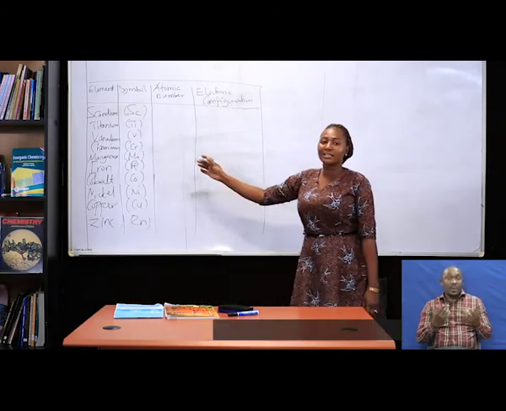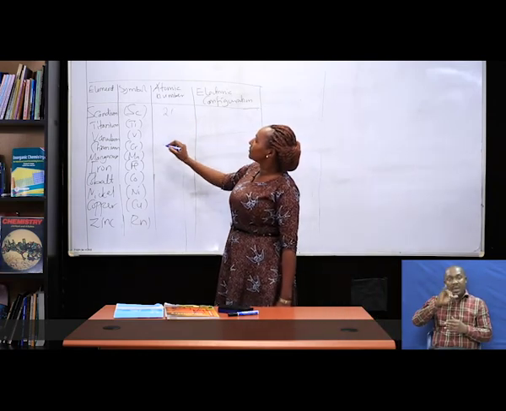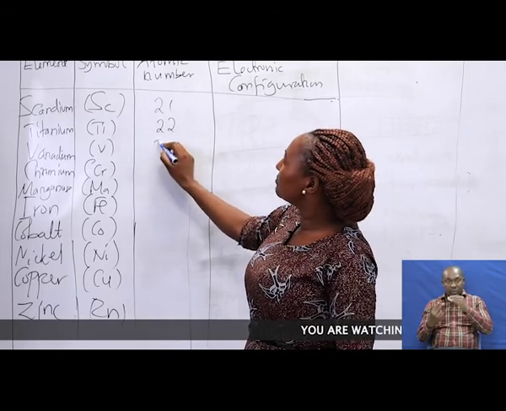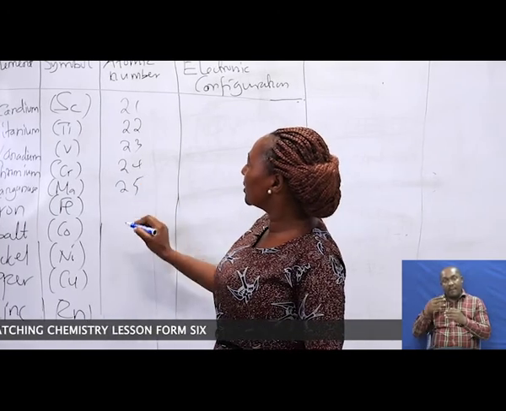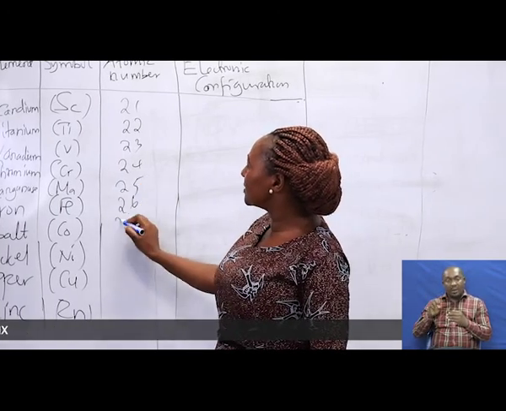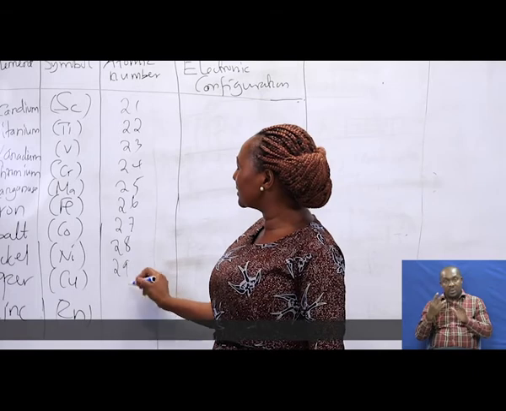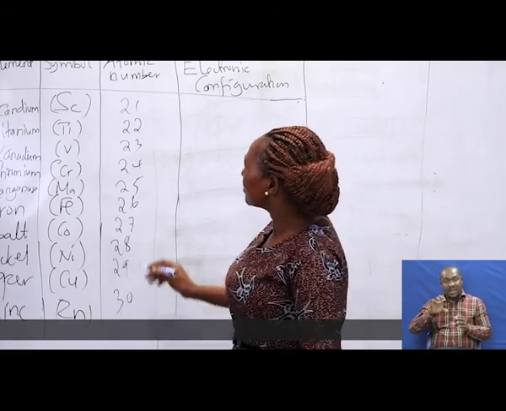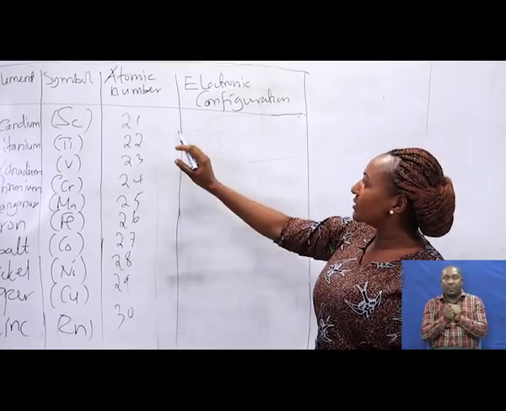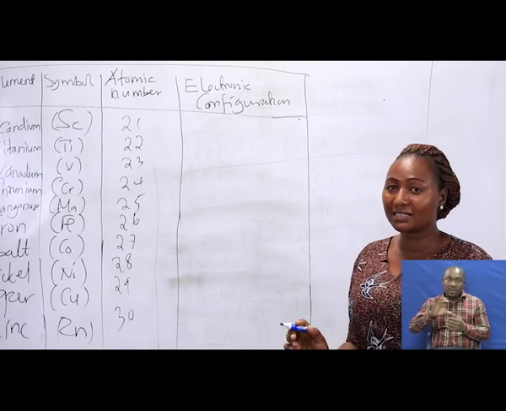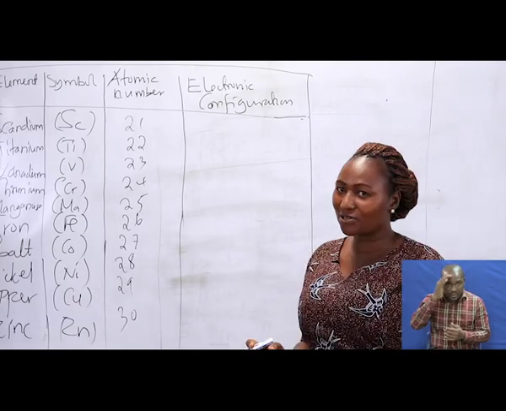As you can see, scandium has atomic number 21, followed by titanium 22, vanadium 23, chromium 24, manganese 25, iron 26, cobalt 27, nickel 28, copper 29, and zinc 30. So the first series of the D block has 10 elements. Now let us see their electronic configuration. I think you are familiar with how to write electronic configuration.